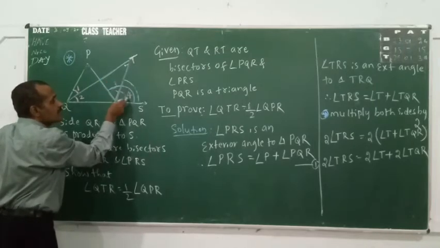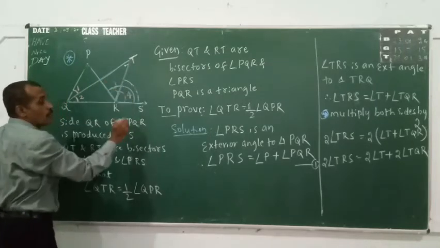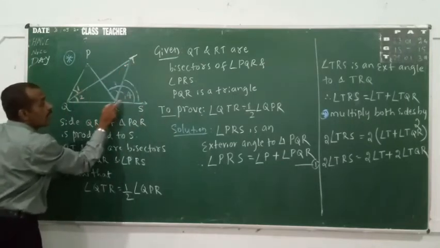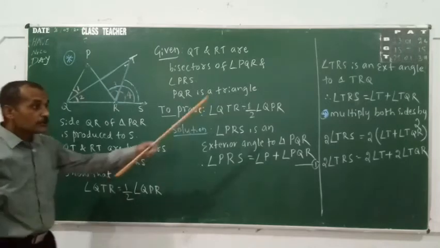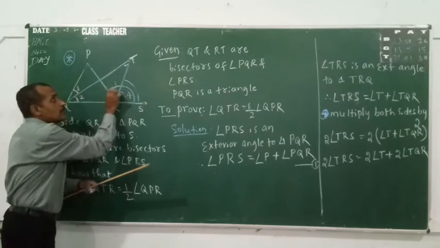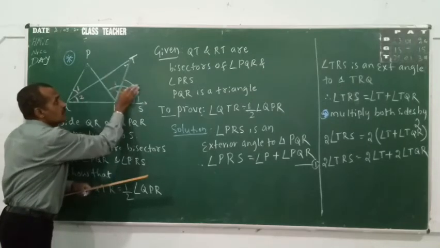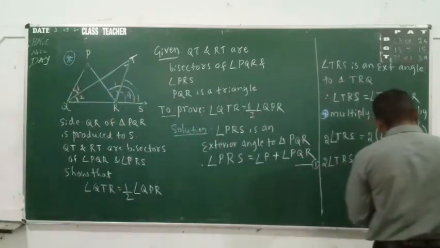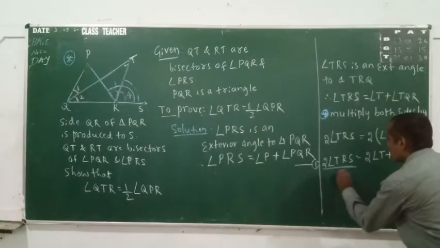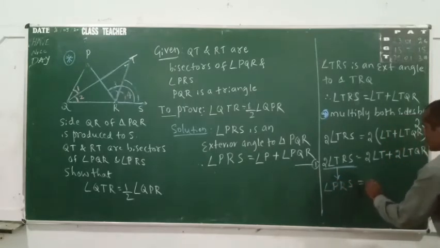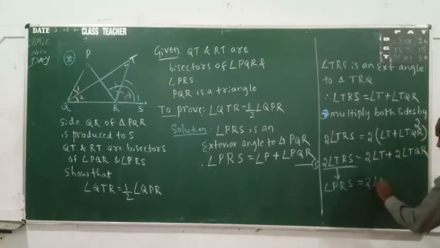Because both are equal angles, double means this plus this. So 2 times TRS, I can call it PRS. Again I will stress this point. 2 times TRS. This is TRS. This angle is equal to this angle. 3 and 4 are equal. So both TRS means it is PRS. So in the place of 2 times TRS, I will write angle PRS is equal to 2 times angle P plus 2 times TQR.